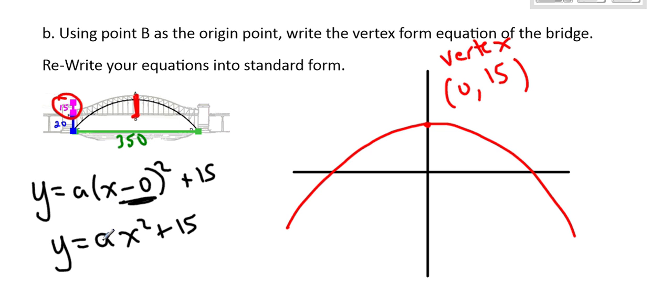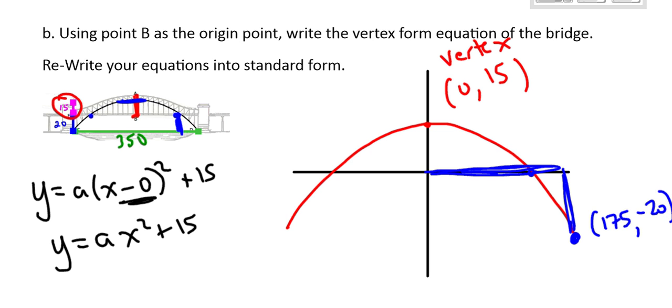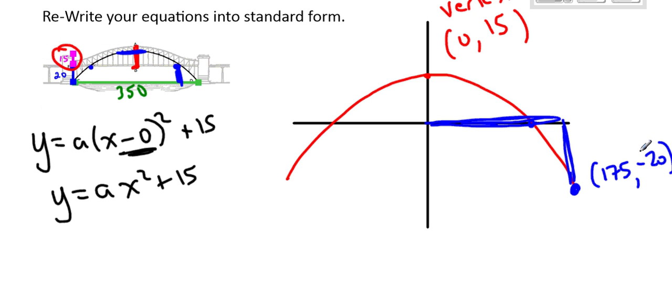I need to find a. In order to find a, I need another point. So using again the information, what's another point? Well, for example, I don't really know where this point is, do I? Do I know where this point or this point is? Not really. But I can talk about this point fairly well because I know that that point is, again, 175 meters from that center line. So over 175. In this case, instead of going down all the way from the top, it's only down from the road work. So it's only down 20 meters. So my x and y are going to be 175 and negative 20.